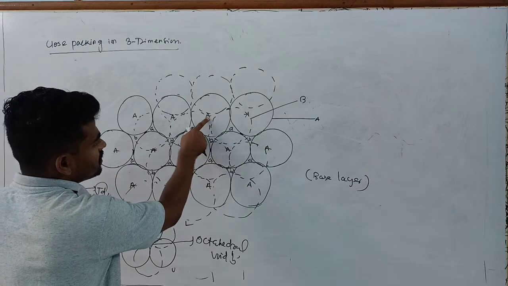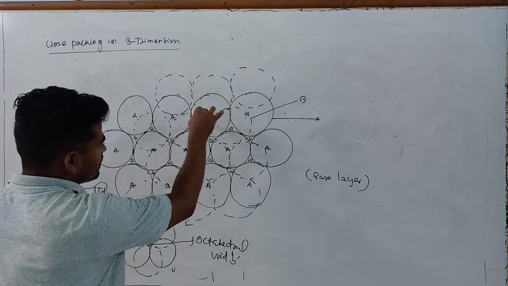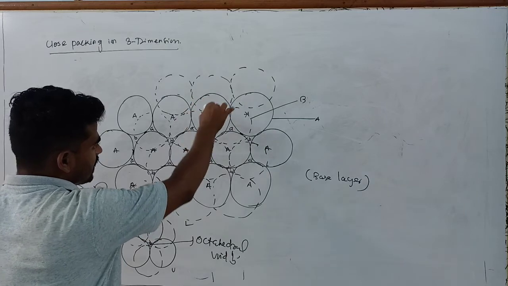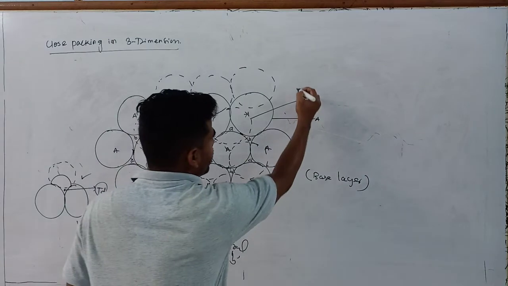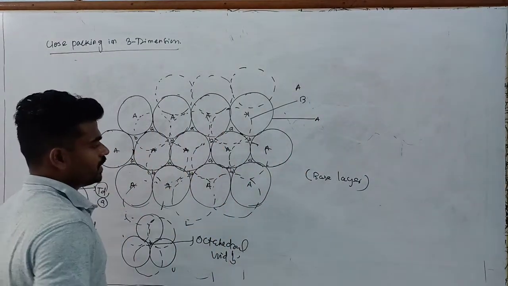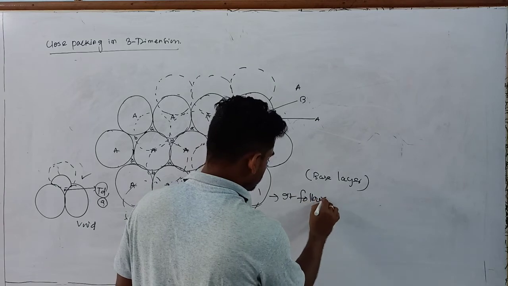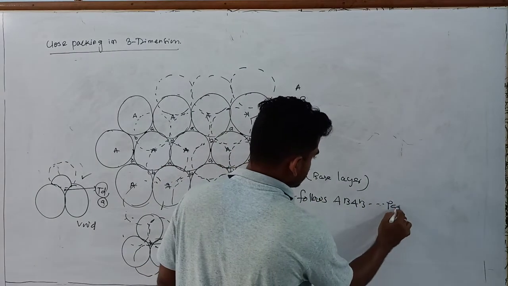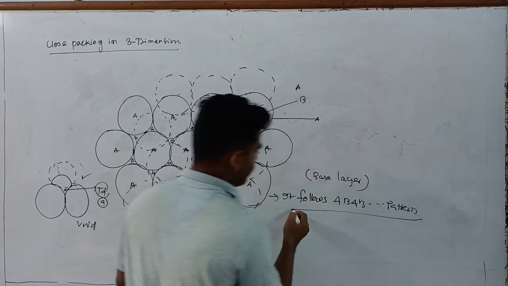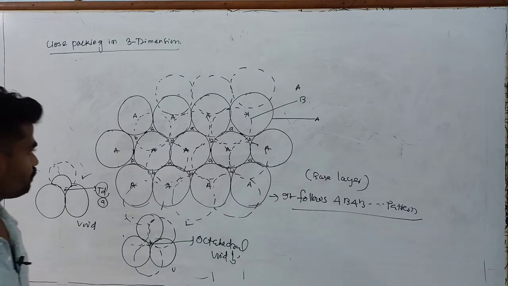So the depression is this region. If I place another third layer, that will be exactly equivalent, exactly vertically aligned to that of the base layer. So the third layer will be again A. So the pattern of arrangement follows an A B pattern, A B pattern. Clear?